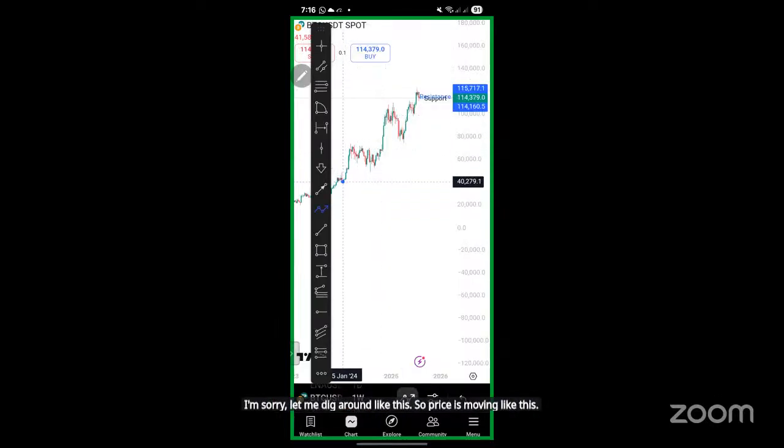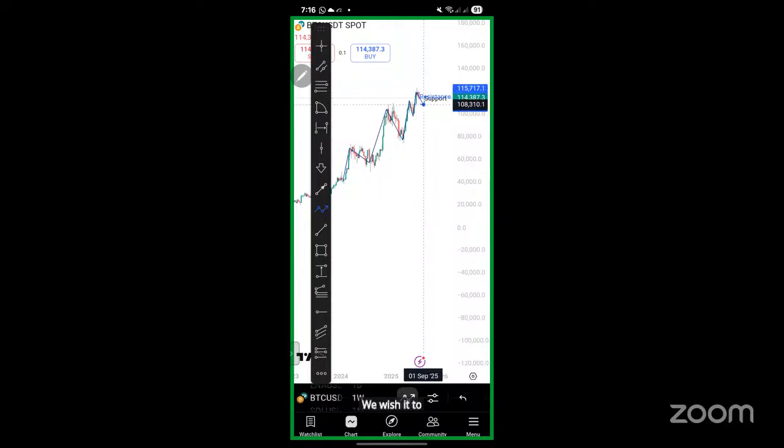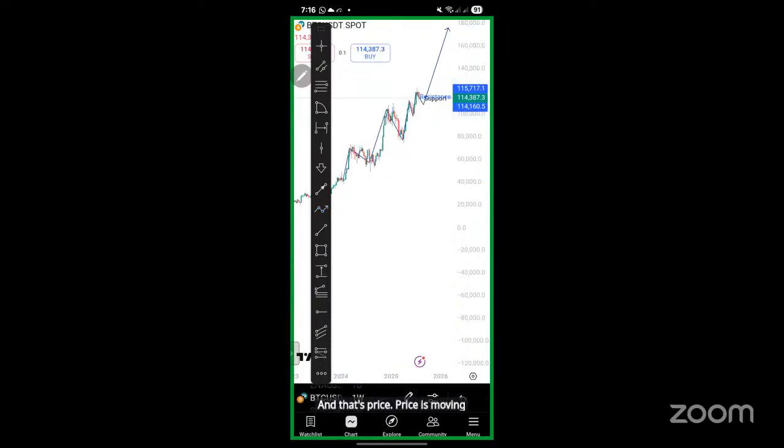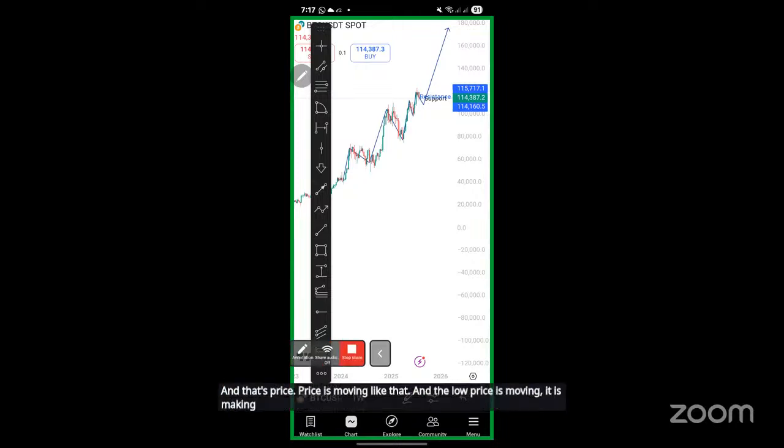Comes here, taps here, comes here, taps there, comes here, formulates a low, goes here, makes a high, comes here, makes a low, comes here, makes a high, comes here, makes a low, comes here, makes a high. We wish it to come here, it makes a low, and there it will make a high. Okay, that's price. Price is moving like that. And the way price is moving, it is making higher highs and higher lows.